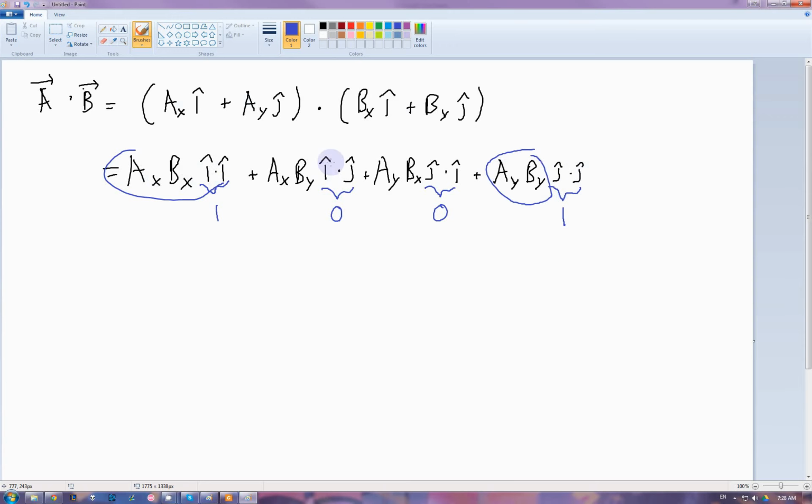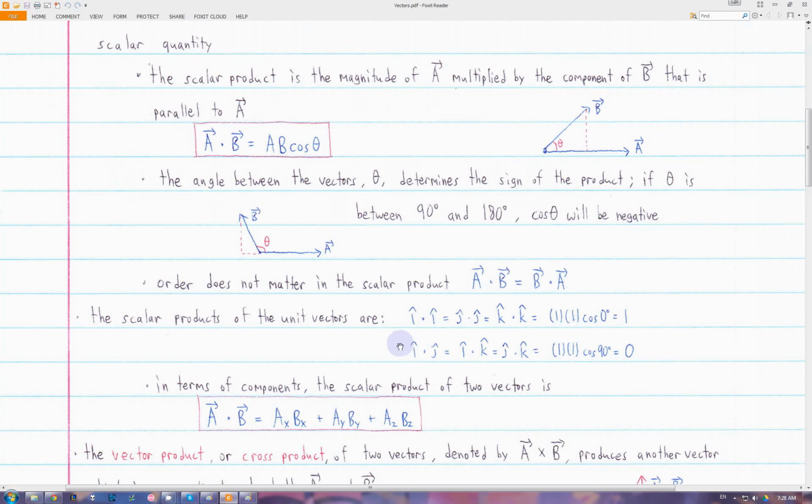Whereas any two unit vectors that are different dotted with each other are going to be equal to 0 since they are perpendicular. So these two terms in the middle cross out, and we just have these terms, AxBx plus AyBy. So obviously this is only for vectors with an x and y component. If you include the z component as well, then you'll get this formula.